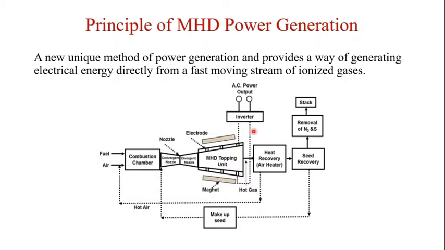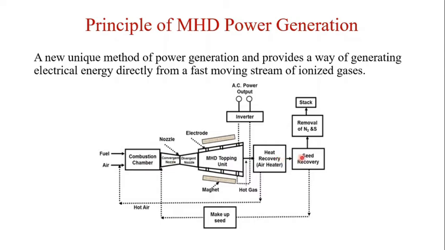After getting generation from the MHD topping unit or MHD generator, the ionized gases are passed through the heat recovery unit. In this, the heat of the hot ionized gases is recovered and is fed back to the air, which is going to be introduced into the combustion chamber.